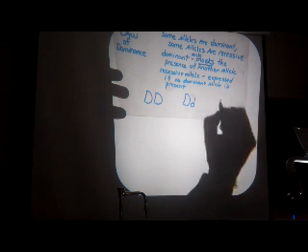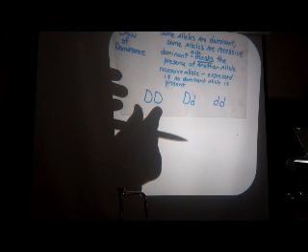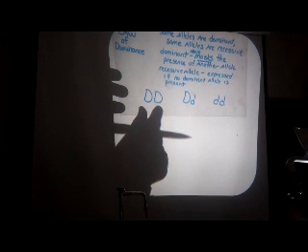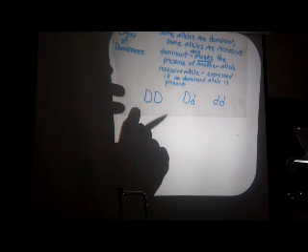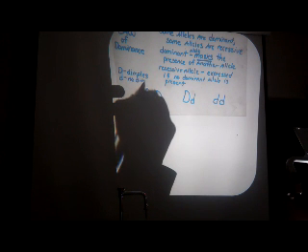I'm writing the three different genotypes here again. Here's a genotype, here's a genotype, here's a genotype. Each genotype has two alleles. Let's say the big D allele stands for dimples. The little d stands for no dimples.